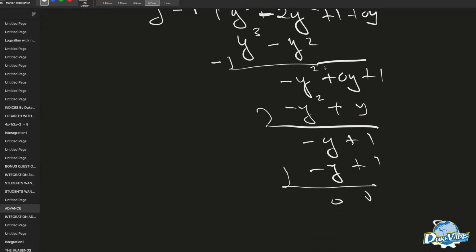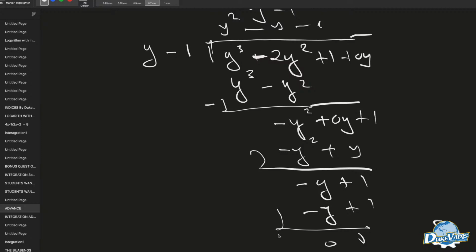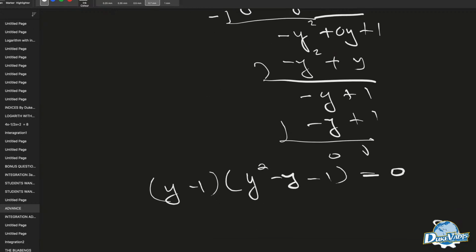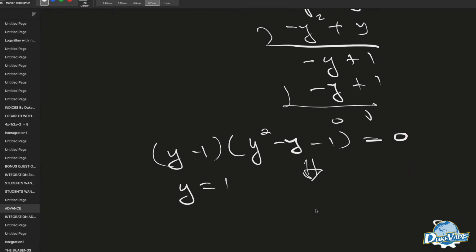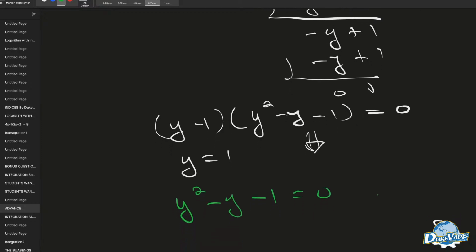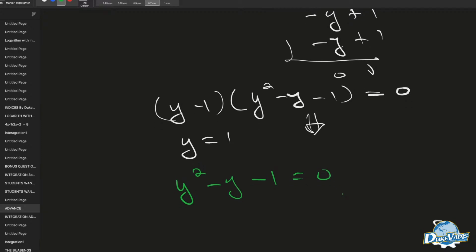So the whole equation then becomes y minus 1 into bracket y squared minus y minus 1 is equal to 0. When we solve this, we get y is equal to 1 for this, and this becomes a quadratic. So let's distinguish this equation: y squared minus y minus 1 is equal to 0. We know that our a is equal to 1, b is equal to -1, and c is equal to -1.